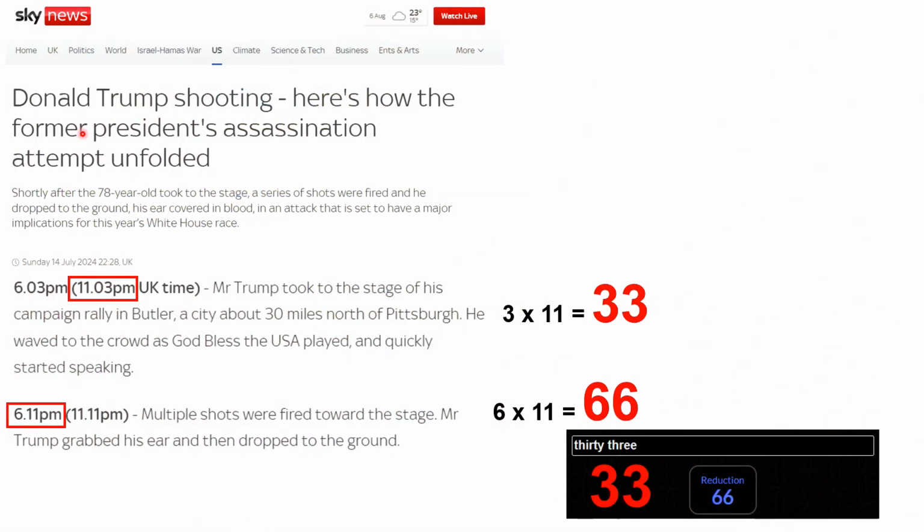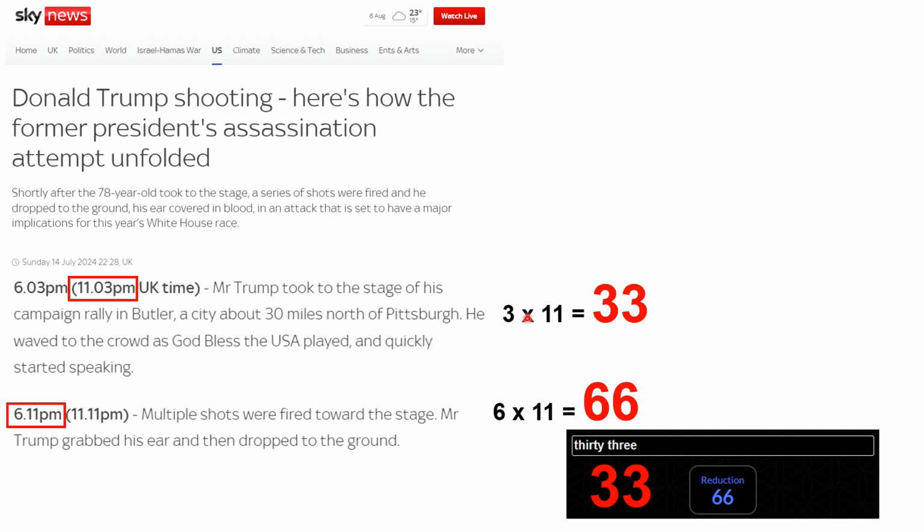So this is a little bit about what we know about how the assassination attempt unfolded. So Trump took to the stage at 6:03 p.m. local time and 11:03 UK time. This is Sky News, that's why it's got that in.